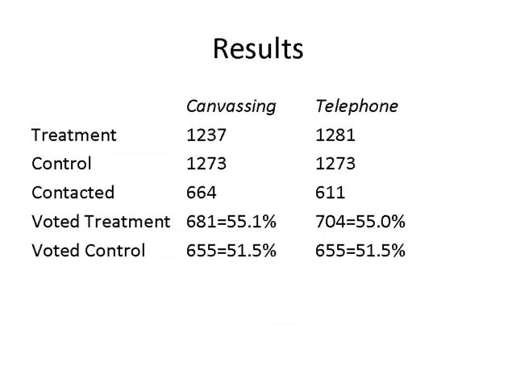So basically, this is what the results were. We had the treatment and control. We look at the vote out in the treatment and in the control group. And it looks like for the telephone group and the canvassing group, you get this kind of difference in turnout, roughly the same amount. And obviously, this is the raw, what's called the intention to treat results.